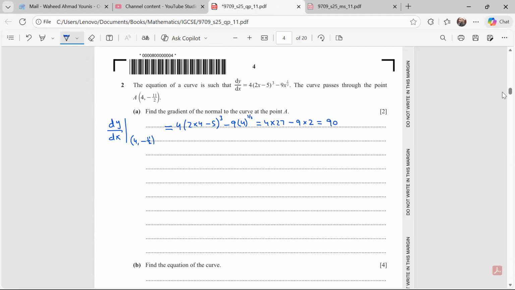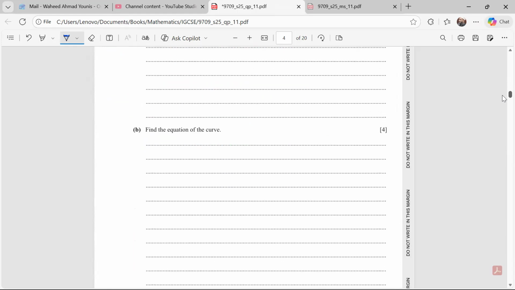Okay, so the slope of this curve at this particular point is 90. And of course, we are looking for the slope of the normal to the curve at this point. So the slope of the normal, that's going to be the negative reciprocal, so it is going to be minus 1 over 90. Okay, so this is the slope of the normal line at this particular point on this curve, normal to the curve.